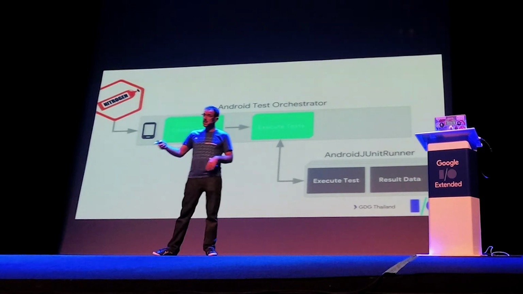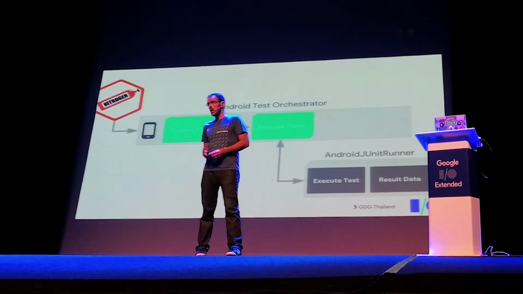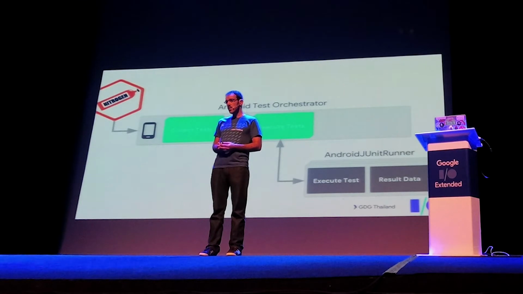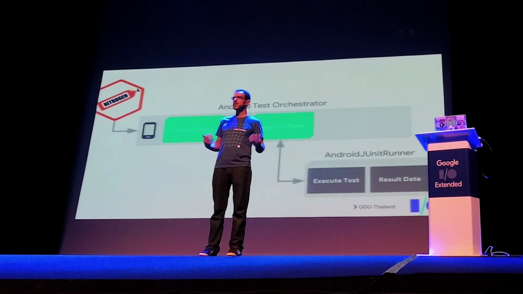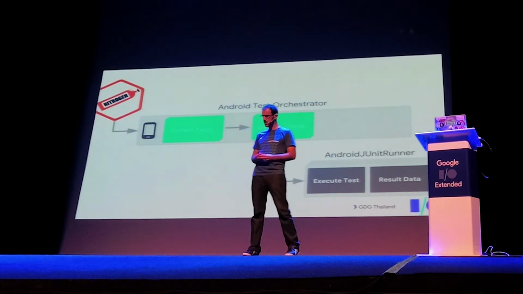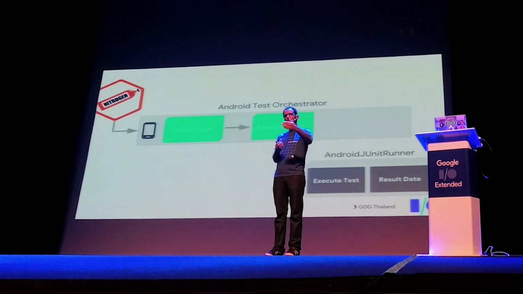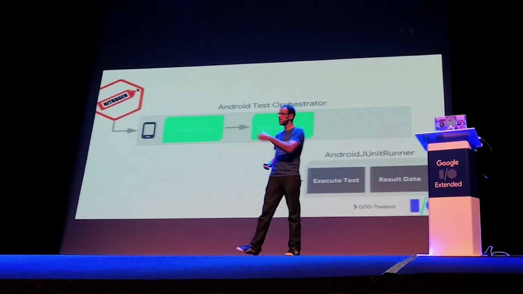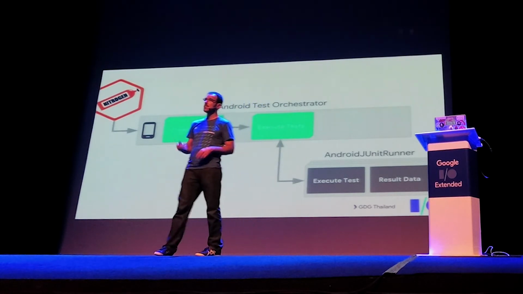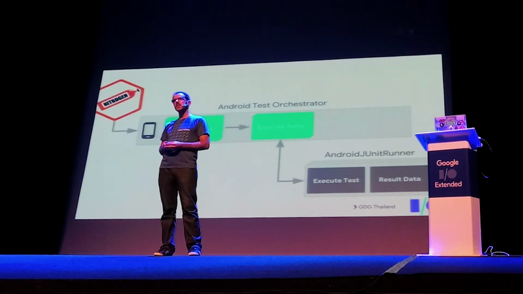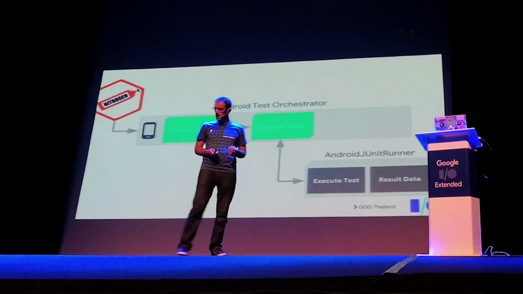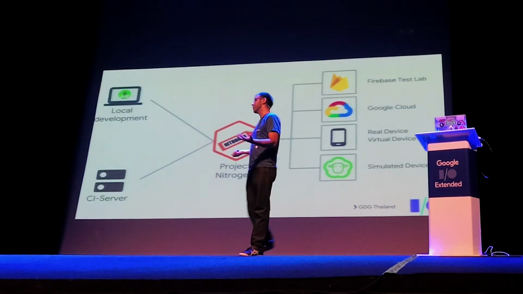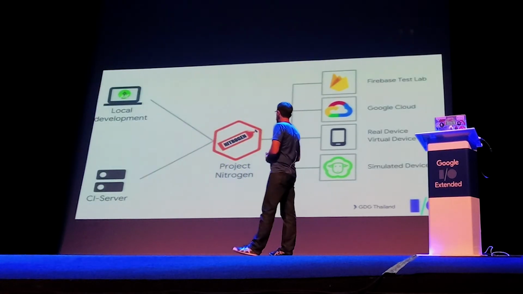If we see the same slide from another perspective, last year Google released Orchestrator. That's a new runner to have stateless tests when you are running your tests, and it is coupled with Nitrogen. So Nitrogen connects to Android Test Orchestrator, which at the same time is isolating the test in the JUnit runner. And this is the whole picture of this.